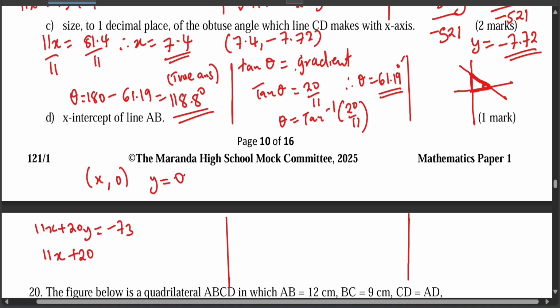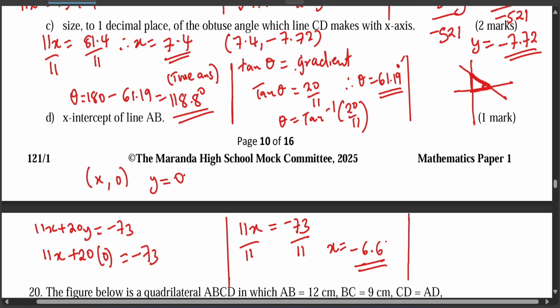So let's substitute y for 0. 20 times 0 equal to negative 73. So you get 11x, which is equal to negative 73. Divide by 11. X ni ngapi? Negative 73 divided by 11. X yako ni negative 6.64, or let's say 6.664 or something like that. But for me, let me just write negative 6.6.